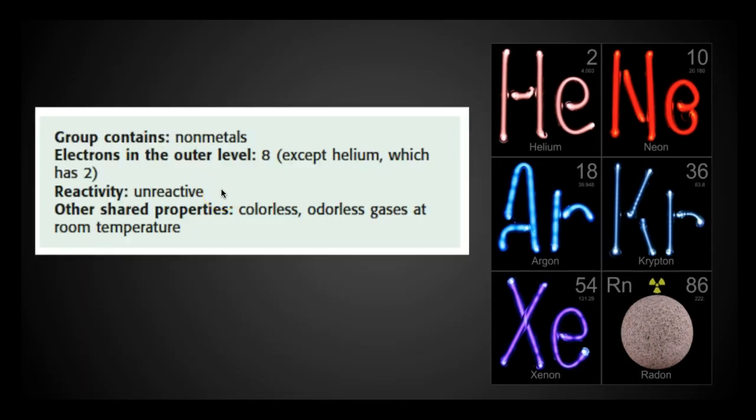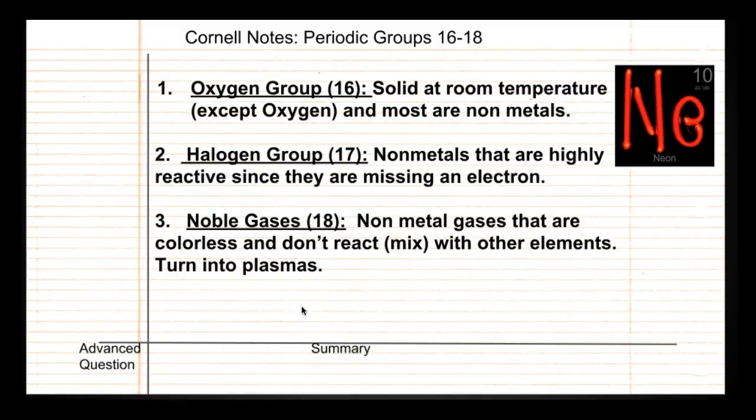So here are some facts that you need to know. They are nonmetals. They have 8 electrons in their shell, except for helium, which has 2. They usually don't react with other elements. They like to be by themselves. They are colorless and odorless, usually gases, except for radon. I said that earlier. Okay, noble gases, group 18. Nonmetal gases that are colorless and don't react or mix with other elements, usually. And they usually turn into plasmas. Go ahead and think of a question for 3 when you're done.